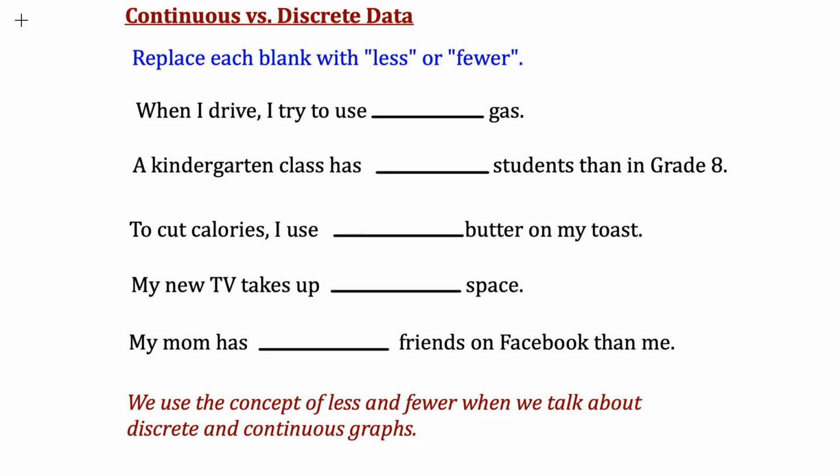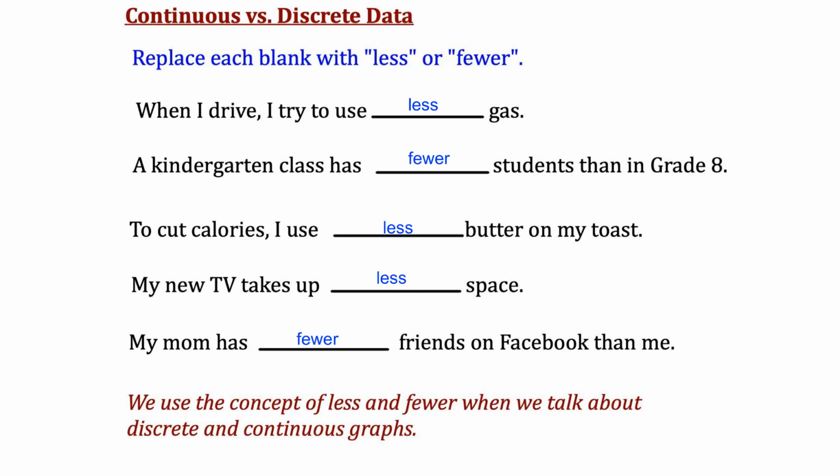So let's look at how this works out. When I drive, I try to use less gas. A kindergarten class has fewer students than in grade 8. To cut calories, I use less butter on my toast. My new TV takes up less space. My mom has fewer friends on Facebook than me.